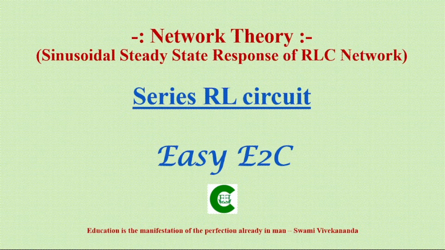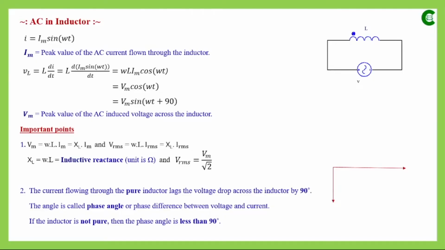So let's get started. First, we will start with a pure inductive circuit where we have only a single inductor, as you can see in this circuit, which is energized by an AC voltage source having value V. Suppose this AC voltage source is supplying AC current I. Now this small v and small i are the representations of instantaneous values of voltage and current respectively.